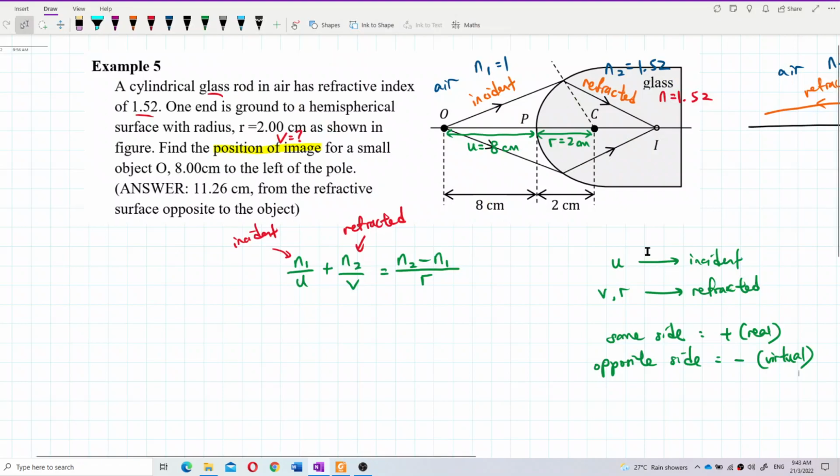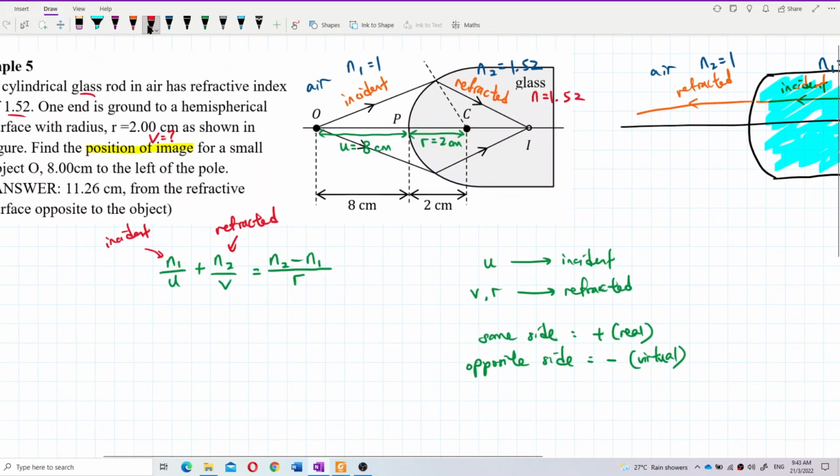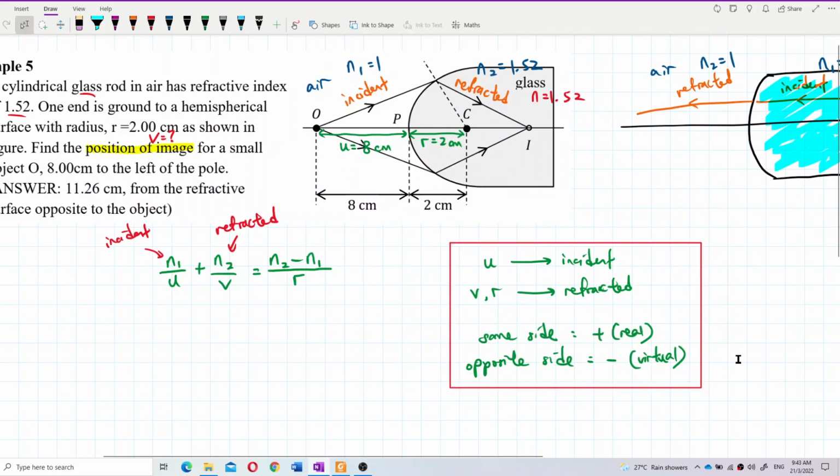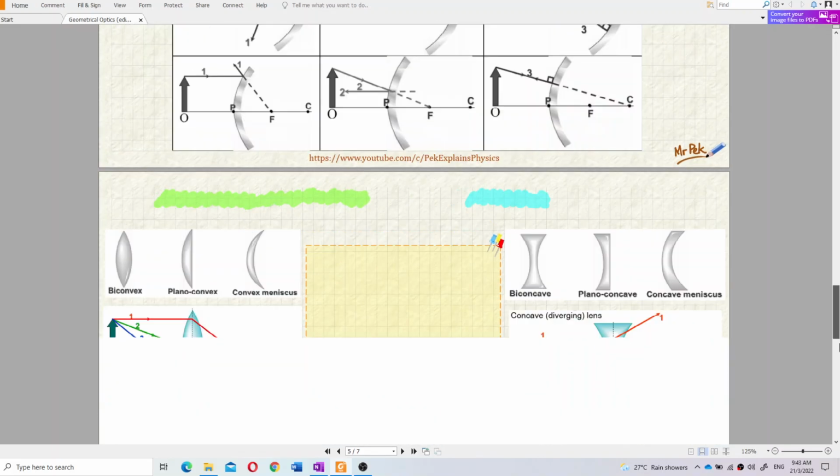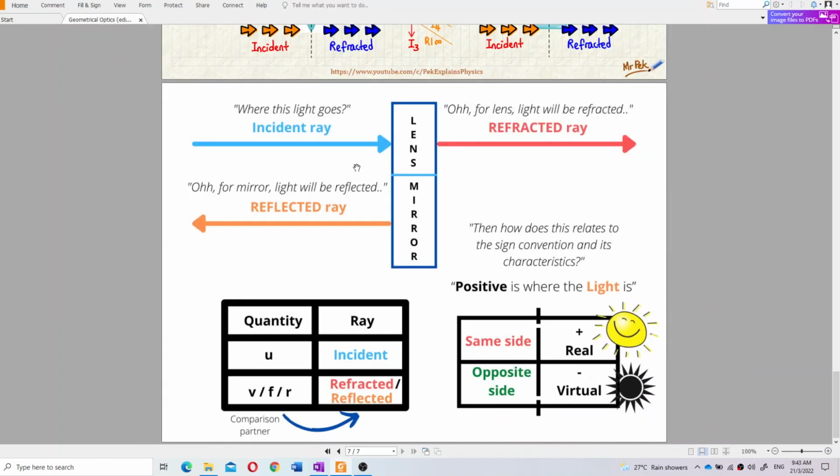Understand? So this one I want to put in brackets. All right, we will reuse this one. Or you can simplify everything in this one. You always compare with the incident ray. The rest, like image, focal length, radius of curvature, always compare with the refracted ray or reflected ray. Only the object distance compares with the incident. The rest all compare with the reflected ray. Same side is positive, opposite side is negative. Positive is where the light is.